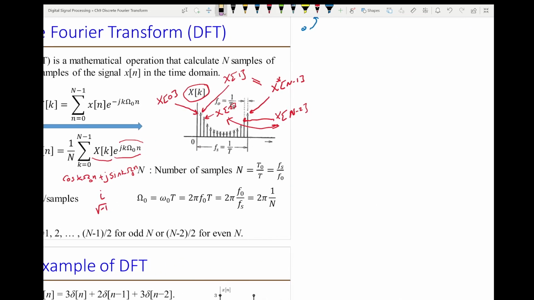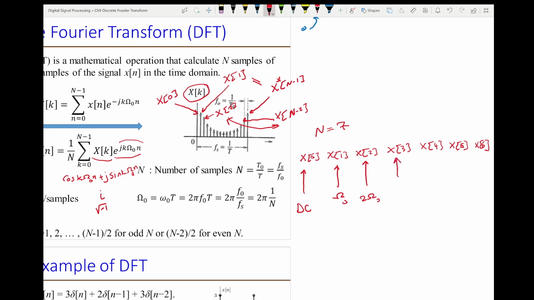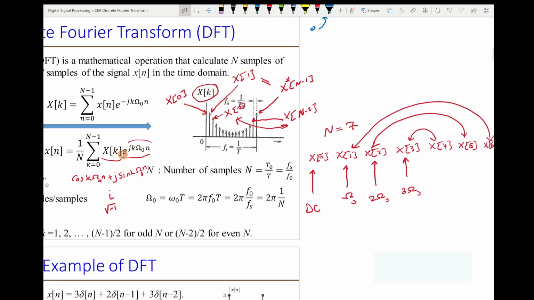For example, let's say n is 7 data points. So I have x of 0. Now this is the DC. This is the strength of the first harmonic. This is the strength of the second harmonic. And this is the strength of the third harmonic. Now what about this one? This is not a fourth harmonic. These two will be conjugates of each other. These two will be conjugates of each other. And these two will be conjugates of each other. So when you do the summation here, you will end up with this real signal.